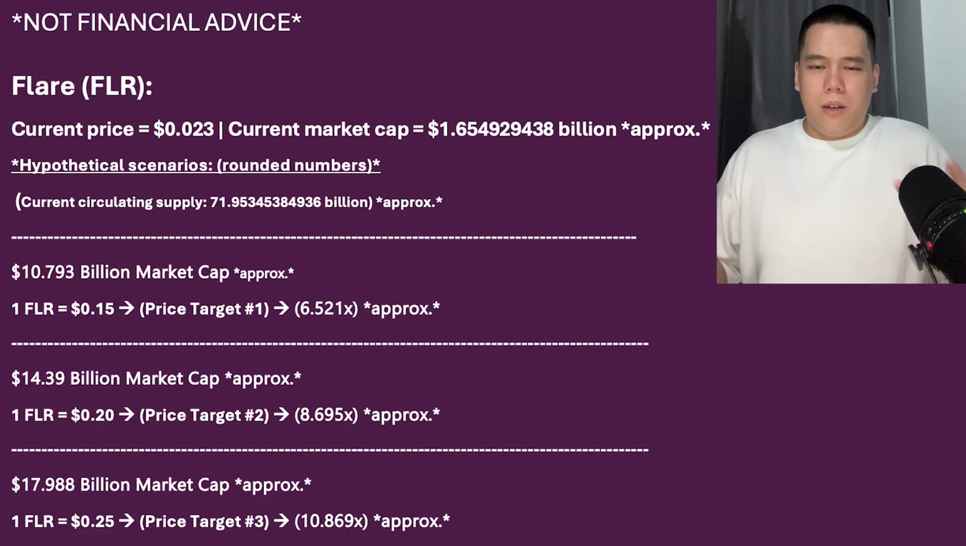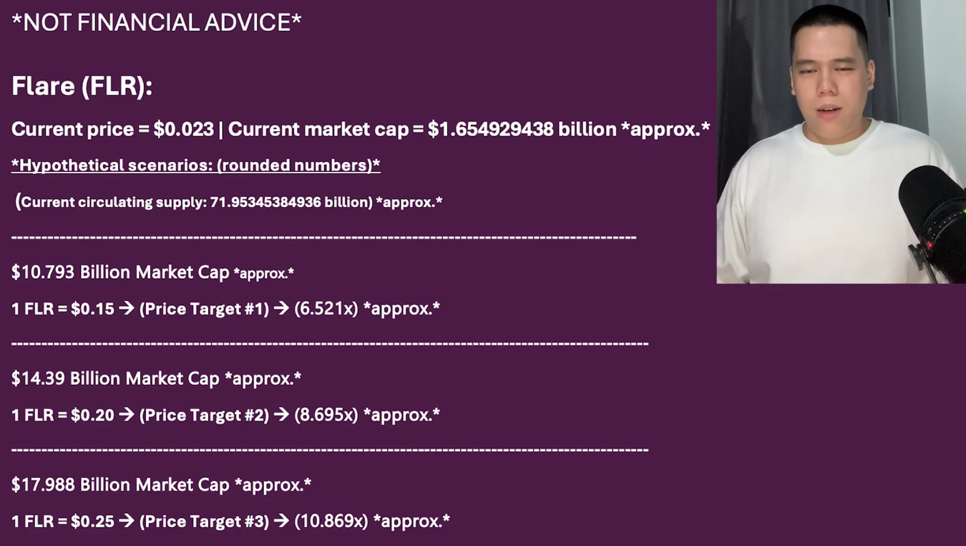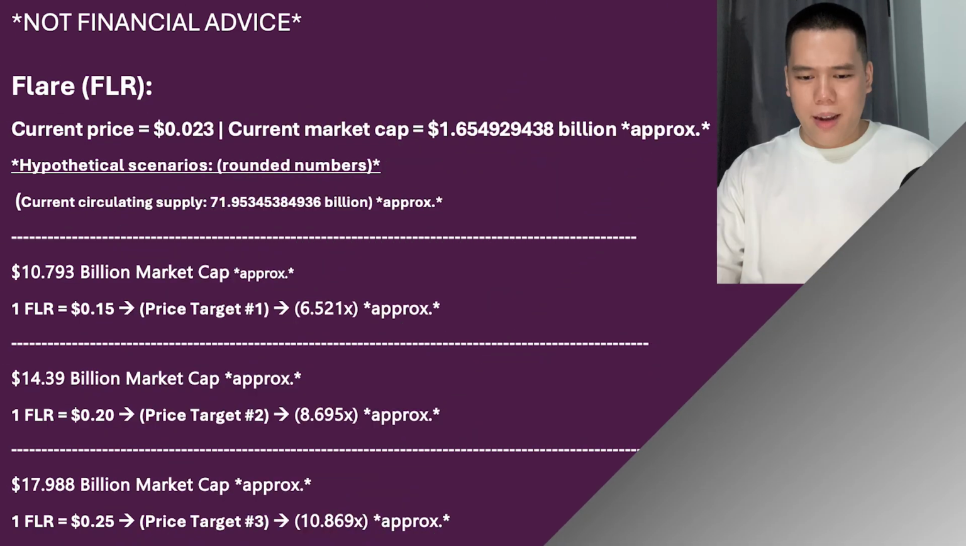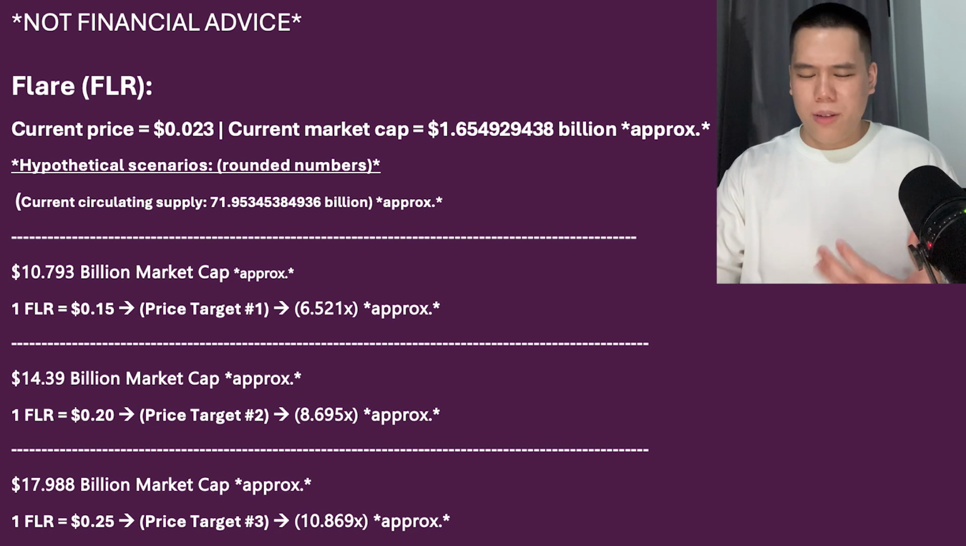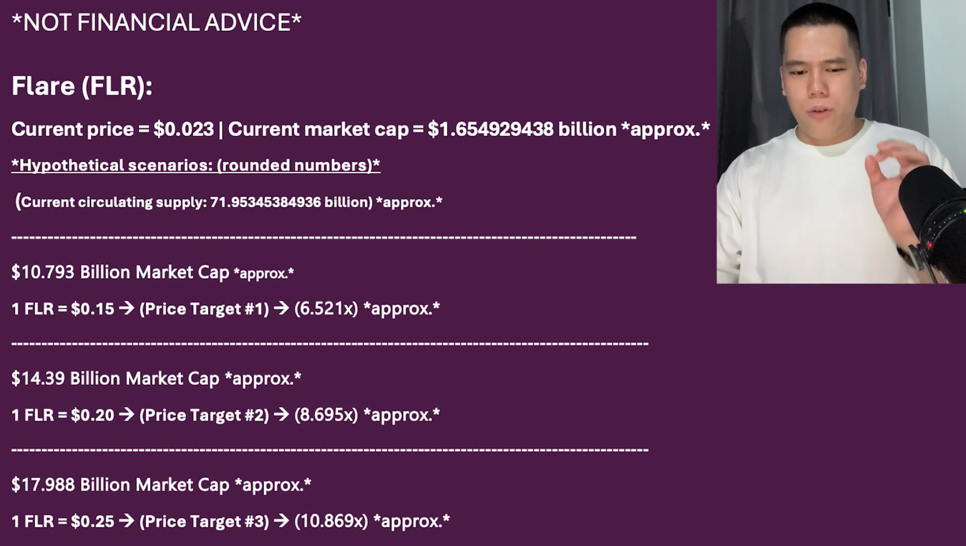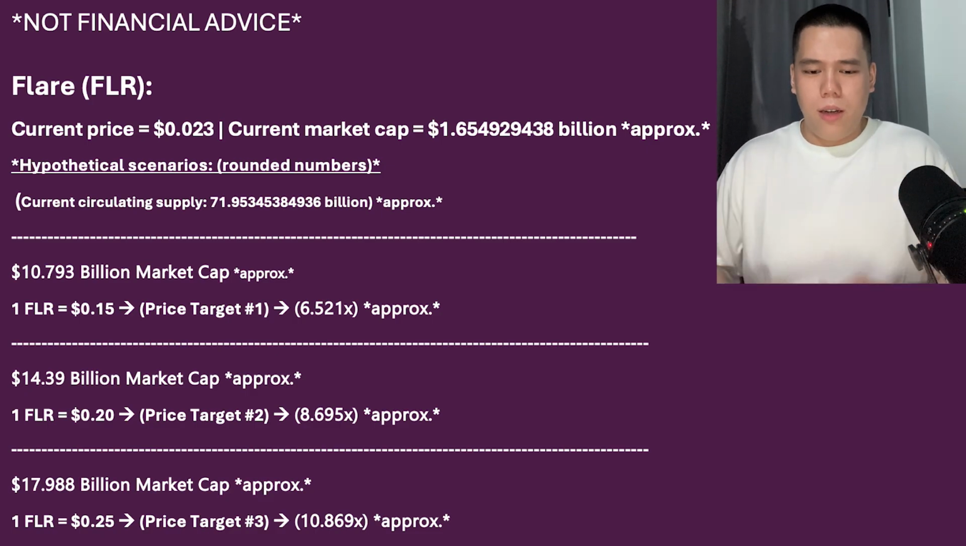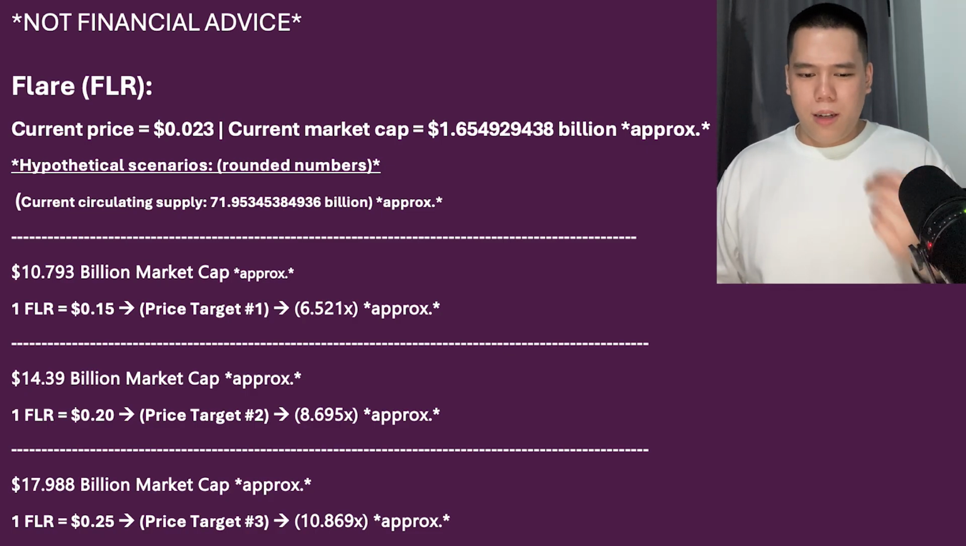So when I take a look at the idea of 15 cents as my first price scenario, it wouldn't surprise me if that were to happen. Now, the second price scenario I want to talk about is 20 cents. At 20 cents, that is around an 8.7x from here, so that's nearly a 9x, right? However, why don't I think that this would really surprise me if we ever do see again a fully fledged type of altcoin season? It's because the market cap at that point, considering current circulating supply, would be nearly $14.5 billion.